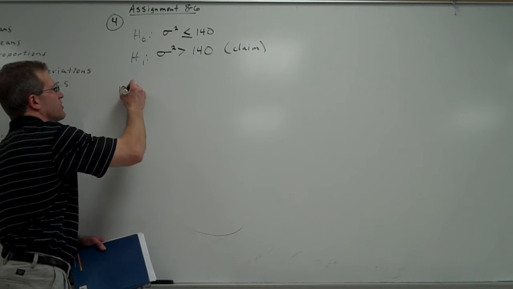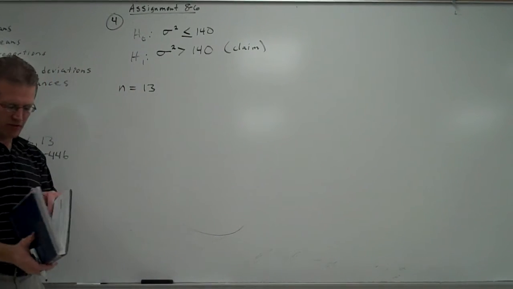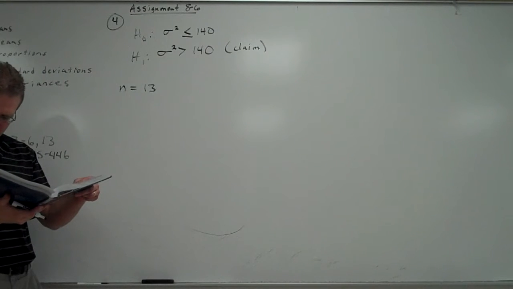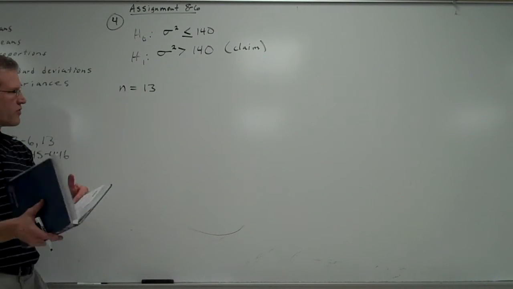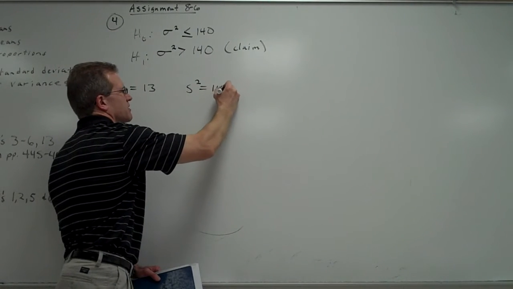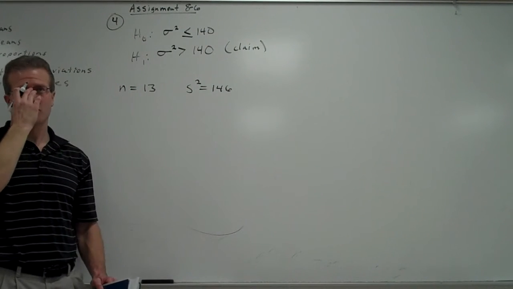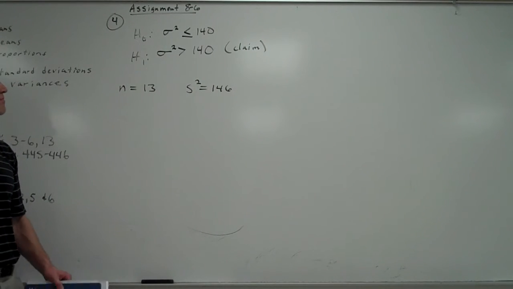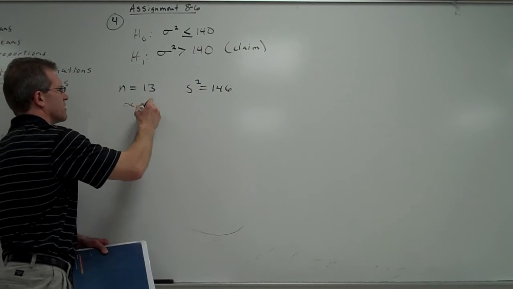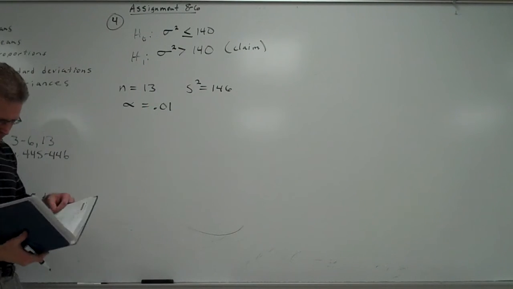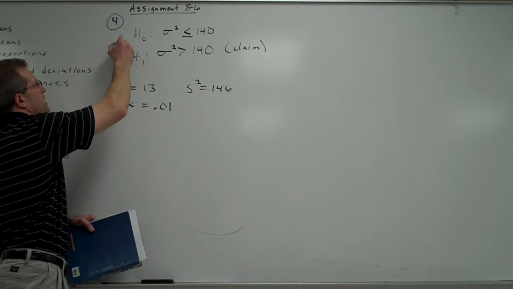Okay, now looking at a 13-year period. So n is going to equal 13, because they looked at 13 years, the sample size. And they're saying the variance for those 13 years was 146. In other words, your s squared is 146. Remember, s squared is the symbol for sample variance. Your alpha is 0.01. It tells you that in the problem. So this was step A.